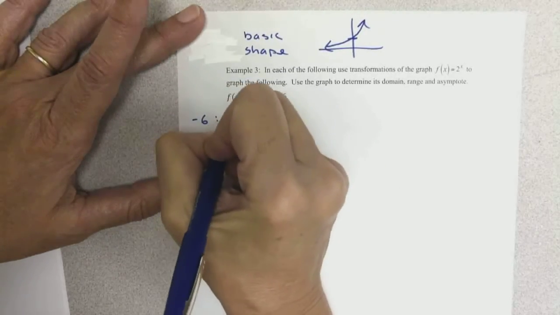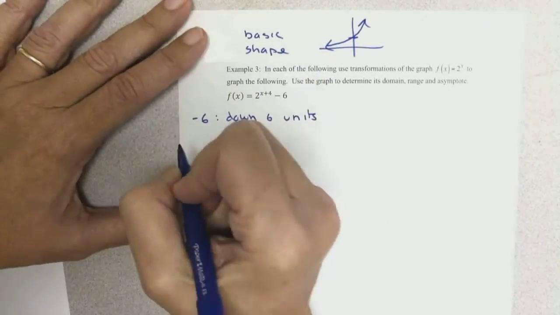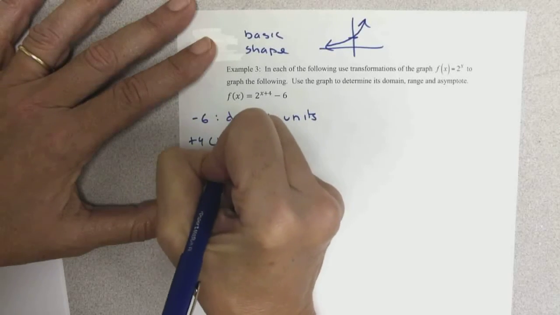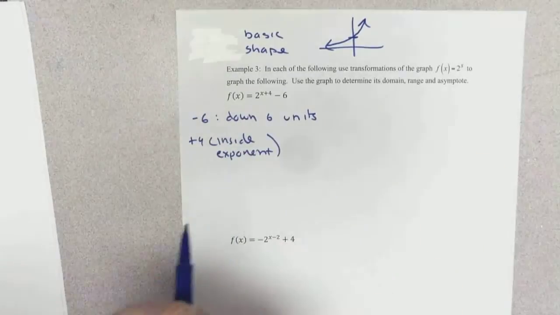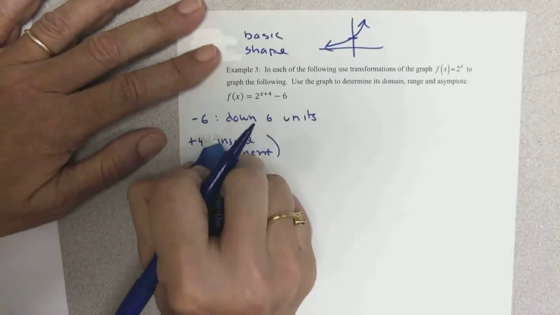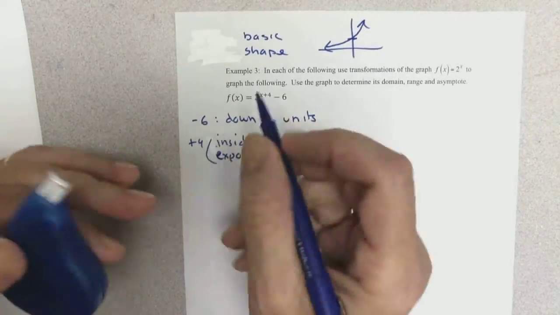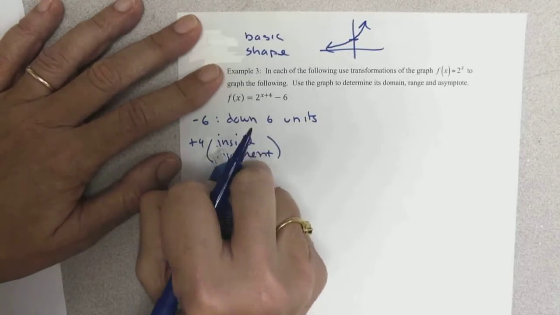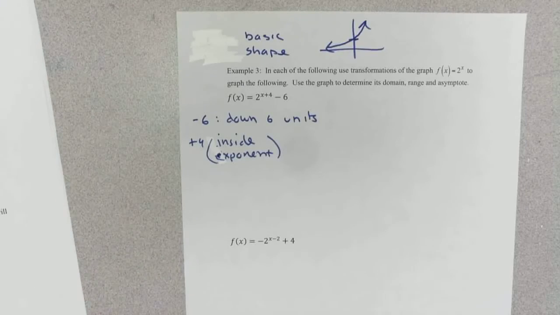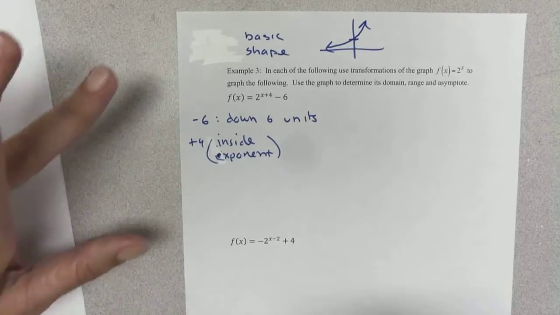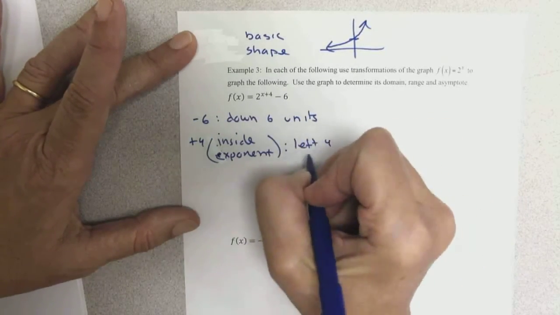So minus 6, that's going to be a vertical shift down 6 units. The plus 4 inside the exponent. Well, when things are inside the function, like when we did parabolas and it was inside the square, and when we did square roots and it was inside the square root, numbers inside are horizontal shifts. Horizontal shifts work backwards to what you'd expect, and so this is going to go left 4 units.